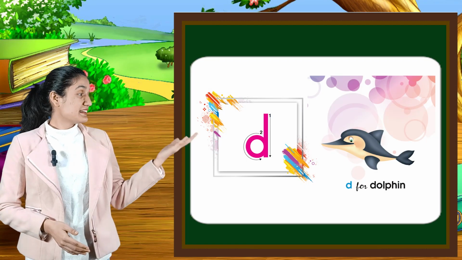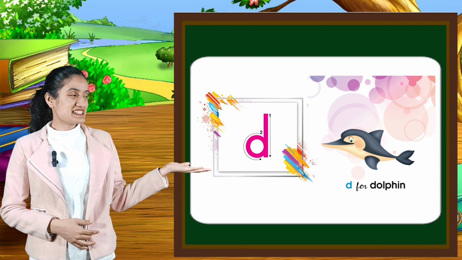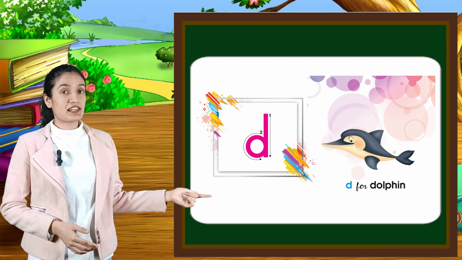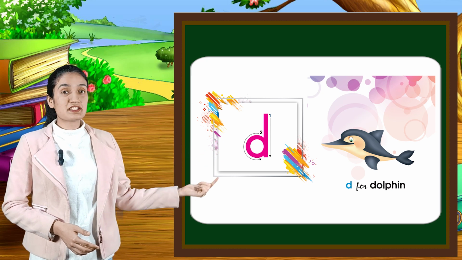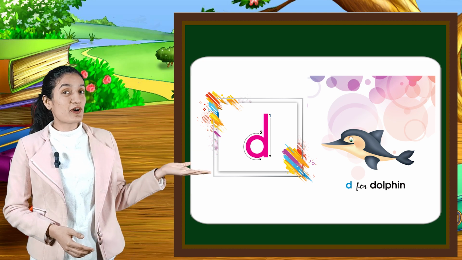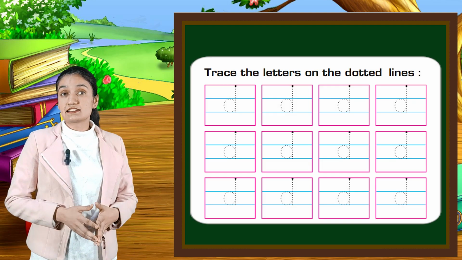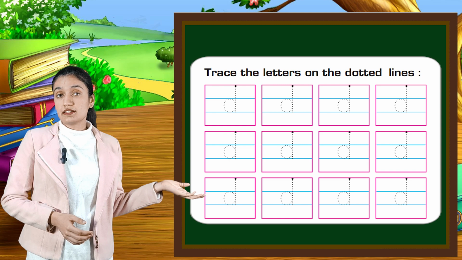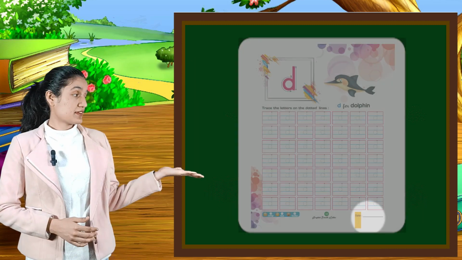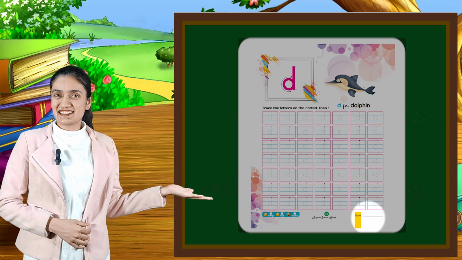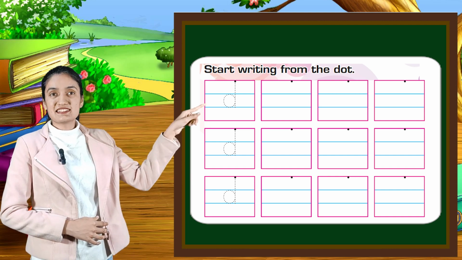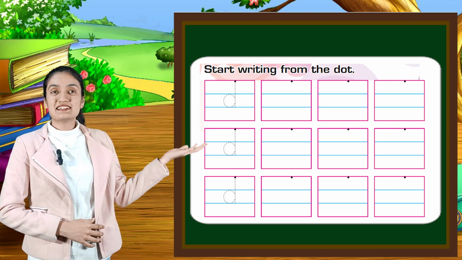Now kids, next letter is small d. So how can we draw D? Yes, first draw a line, then along with it, half circle. And here is your D. D for dolphin. Trace the letters on the dotted lines. So kids, आपको यहाँ पे सारे dots जोड़ के D बनाना है. At the end, write here date. Kids, start writing from the dot. So kids, start here from the dot and make D.